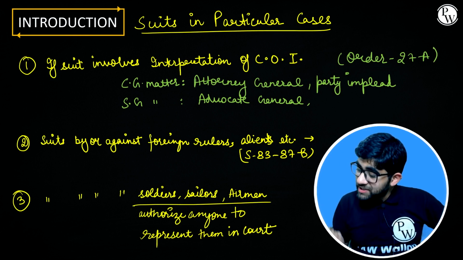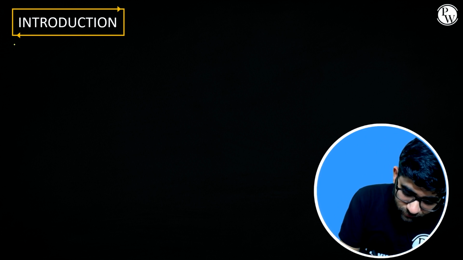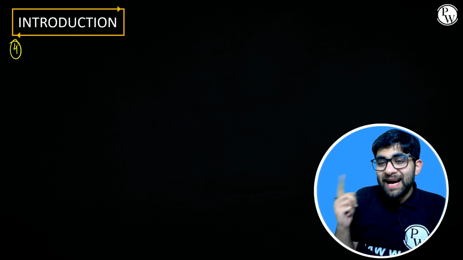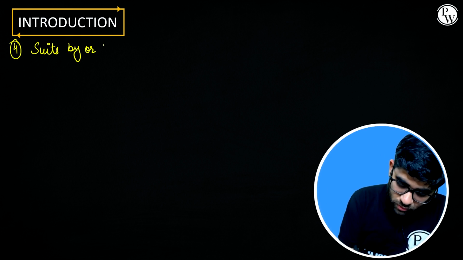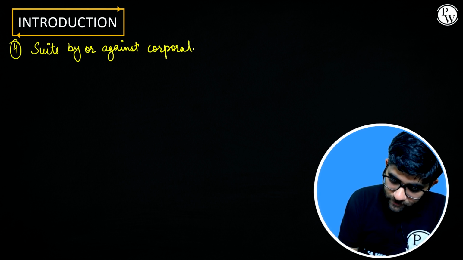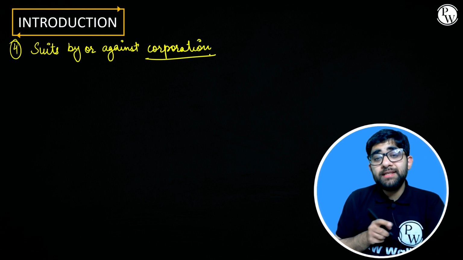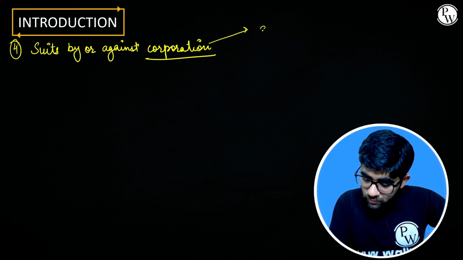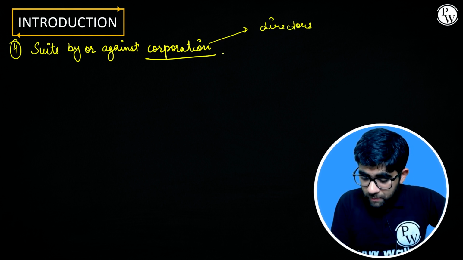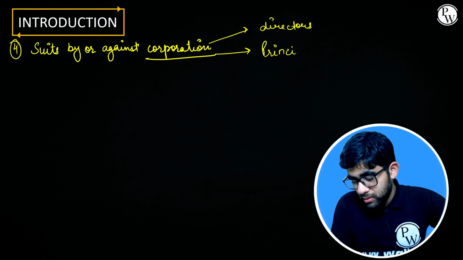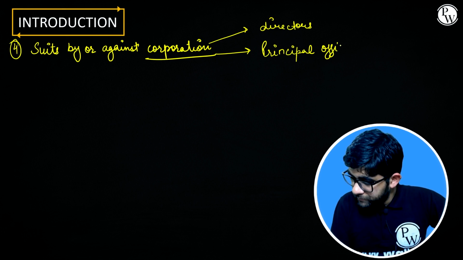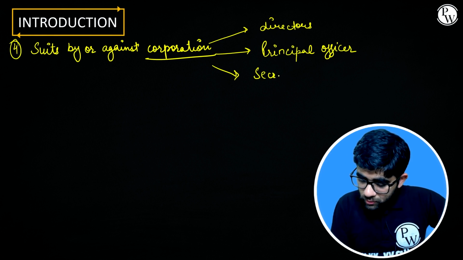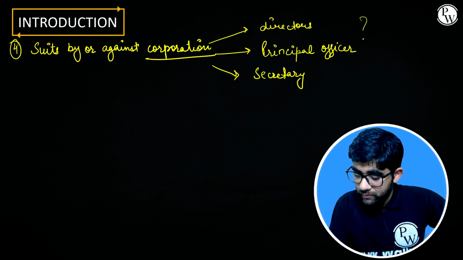All right. So the next, fourth, is suits by or against corporations. This means if a suit is by or against a corporation, then anyone of the directors, principal officer, or secretary can sign.